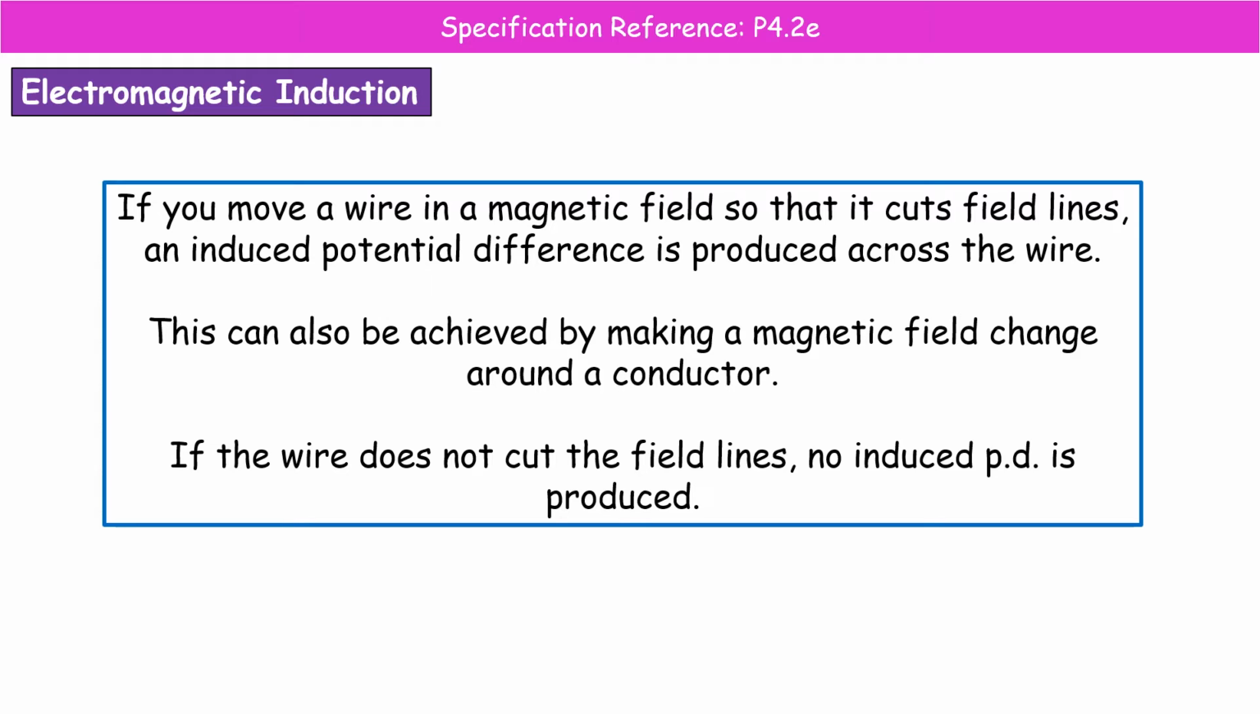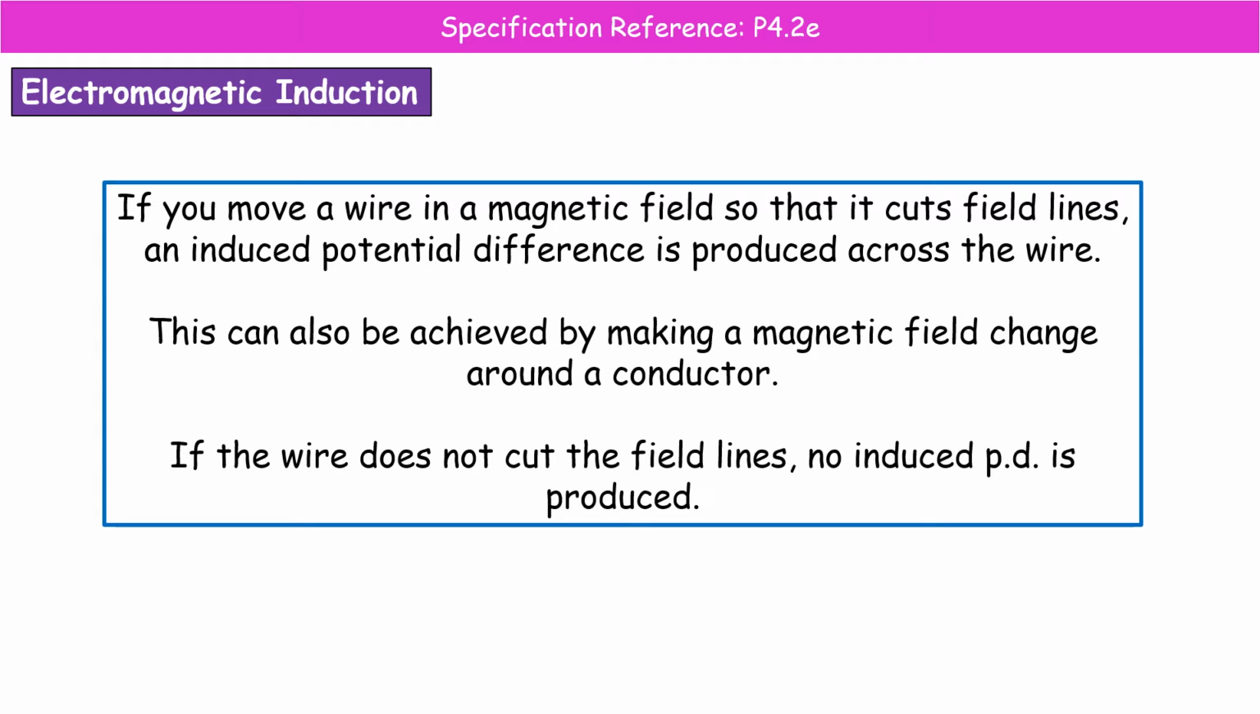What we're going to start off with then is the idea of electromagnetic induction. So, what is electromagnetic induction? Well, if you move a wire in a magnetic field so that it's actually cutting the field lines, what's going to happen is we're going to induce a potential difference across that bit of wire.